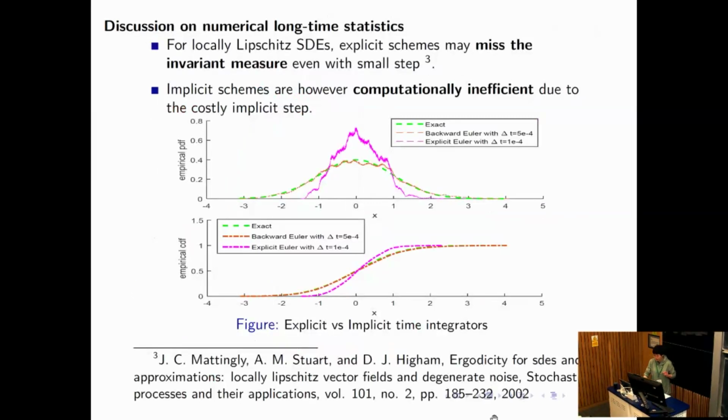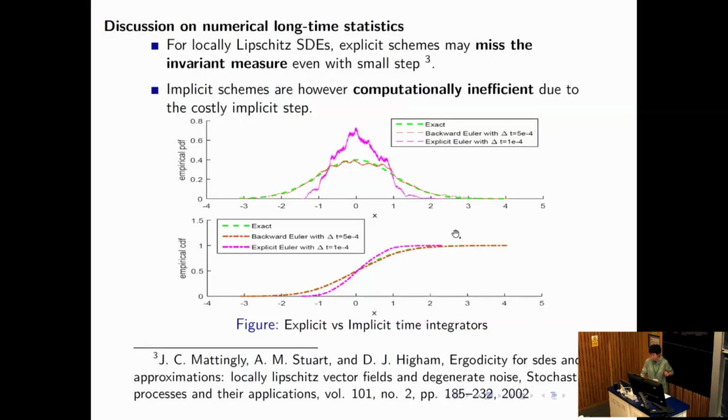We note from this paper that if we have locally Lipschitz SDEs, which is the case for the weakly nonlinear overdamped system, then for explicit schemes, they prove that all explicit schemes are bad in the sense that they may miss the invariant measure. If you want to have a 100% correct long-time equilibrium measure numerically simulated, you need to use the implicit scheme.